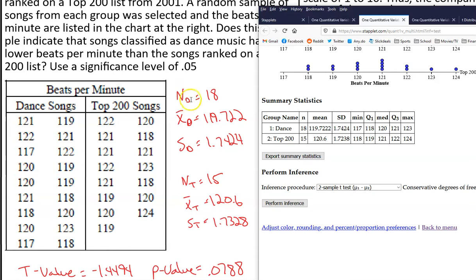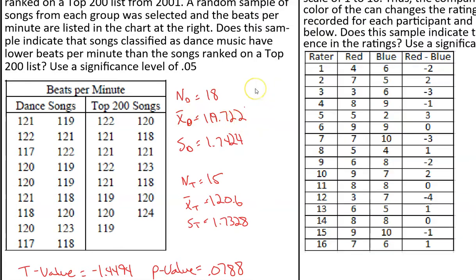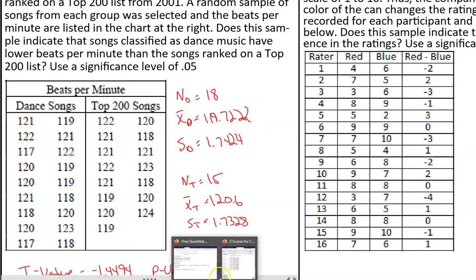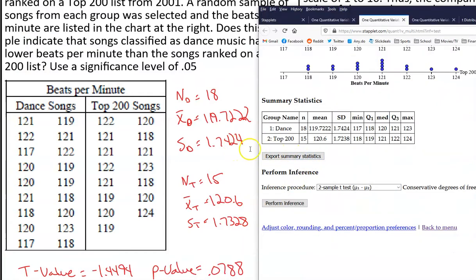For the dance, I gave it the notation D. N for the dance is 18. The mean for the dance is 119.7222. And the standard deviation is 1.7424. So you see where I got my information from. And the next thing I want to calculate is the t-value and the p-value. You see them down there, the t-value and p-value, but I'm going to show you how I got them.